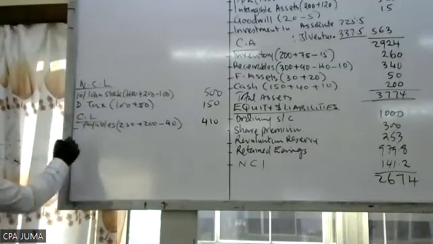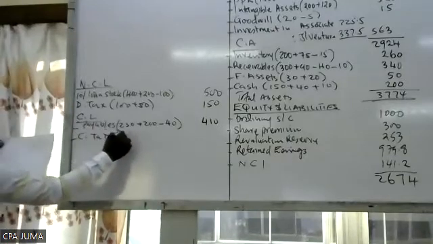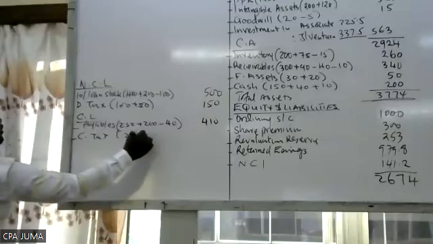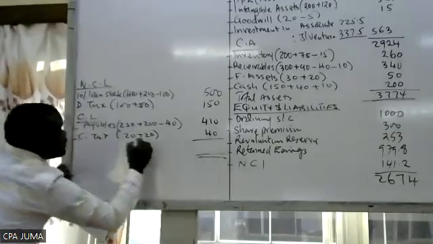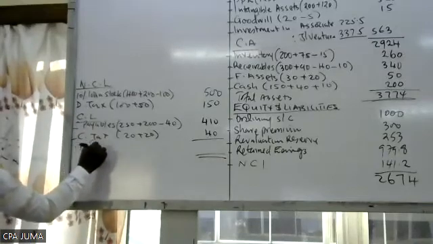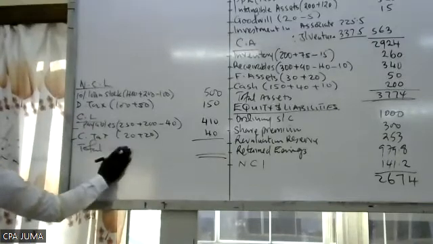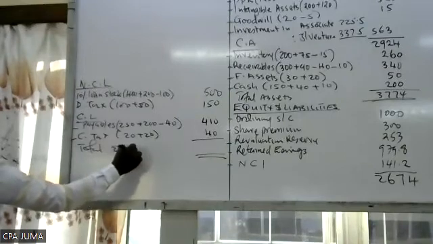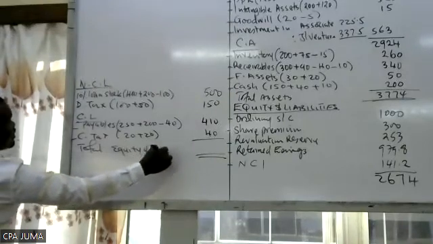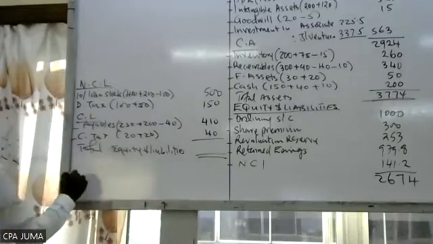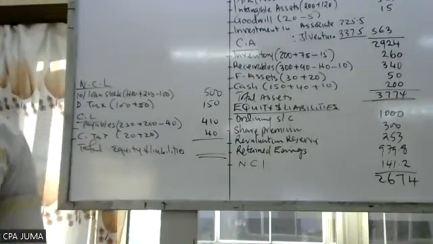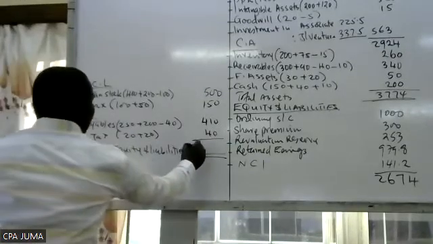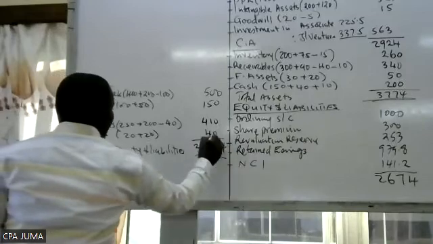Then current tax. No working, you add 20 plus 20. That is 40. Can you confirm whether it will balance with our total assets? So this is total equity and liabilities. Can you check whether it is in agreement? So it means 3774. Correct.